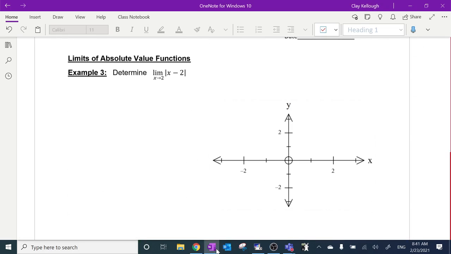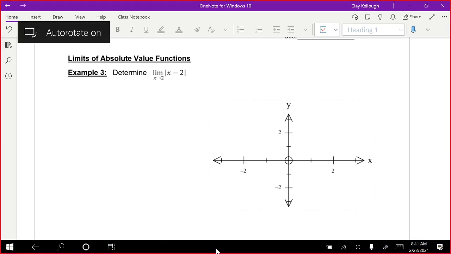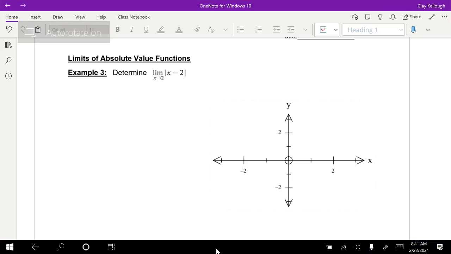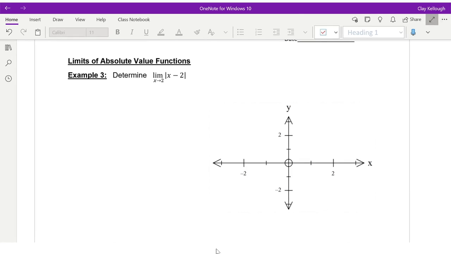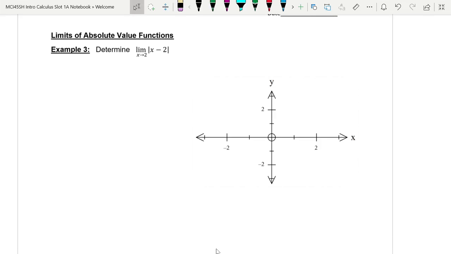What about absolute value functions? Again, these you got introduced to towards the end of grade 11. And the absolute value of x minus 2 would be just your basic absolute value graph shifted over 2 places to the right.